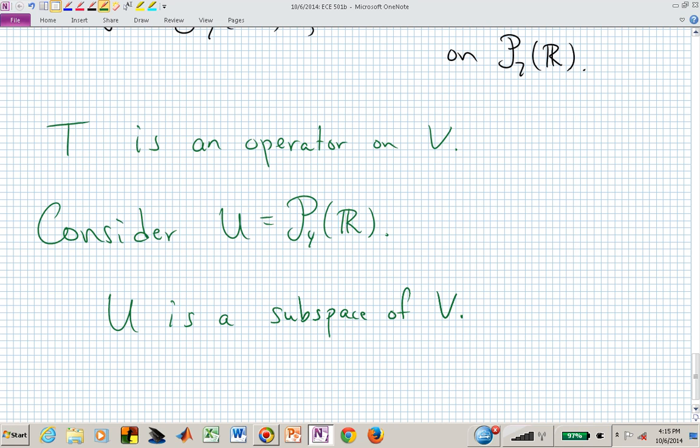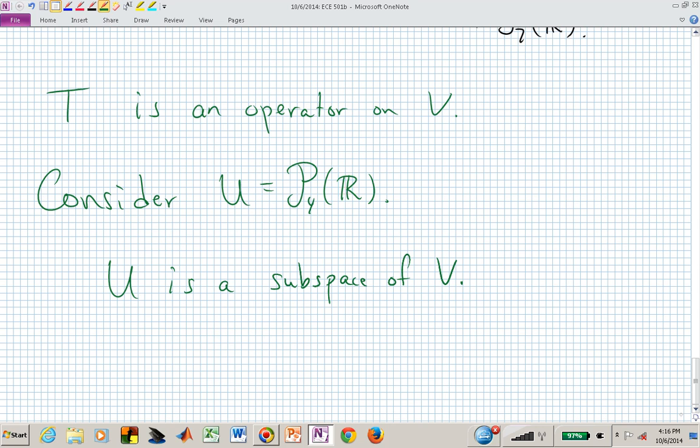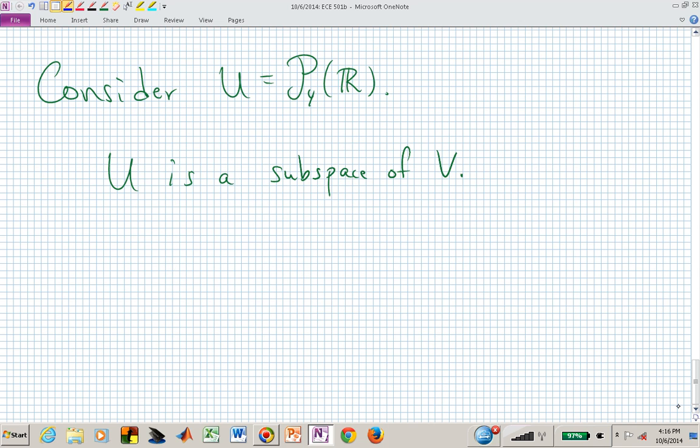Did everybody hear that? It contains the additive identity, and it needs to be closed under addition and scalar multiplication. And U does satisfy those three properties. So it is a subspace of V, which is this set of seventh order polynomials. So U is a subspace, and now let's look at what we have.